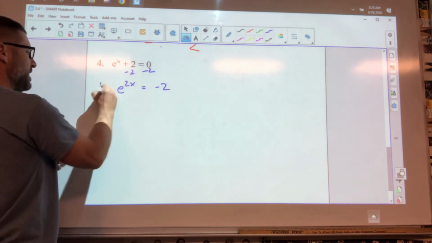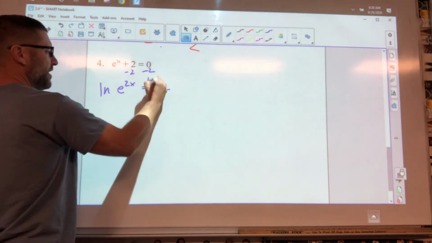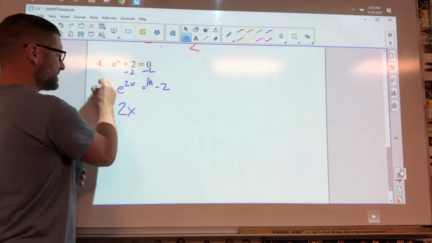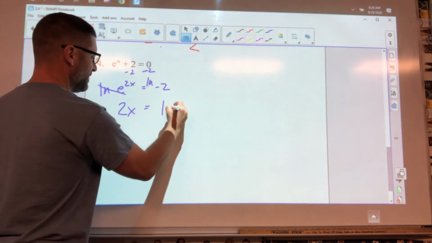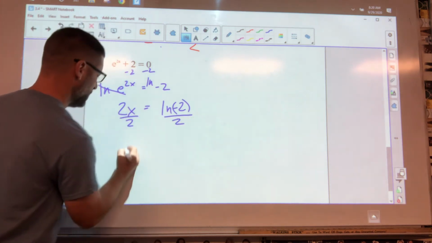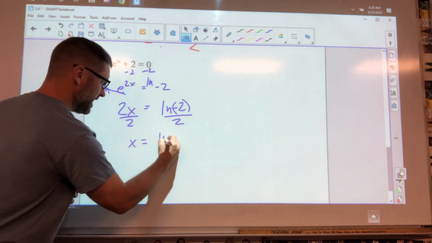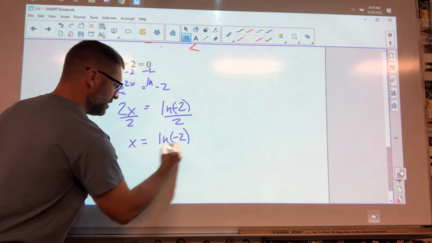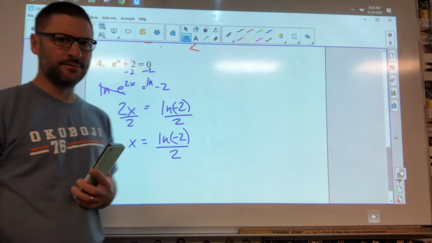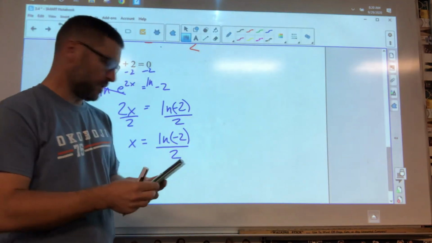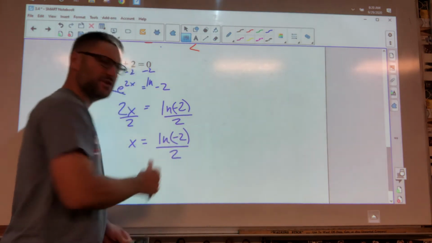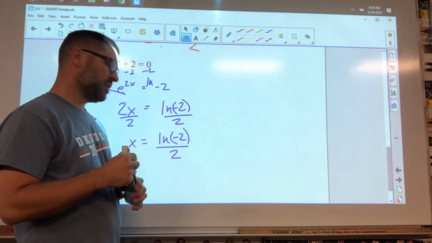I'm going to ln this side. I'm going to ln this side. ln wipes out e. I'm left with 2x when that goes away, equals the ln of negative 2. And then I'll divide by 2, and I get my x value equals the ln of negative 2 over 2. Pretty easy. Not too bad, but it's kind of quirky, so stick with it. Plug in the ln of negative 2 over 2 right now in your graphing calculator and see what you get.